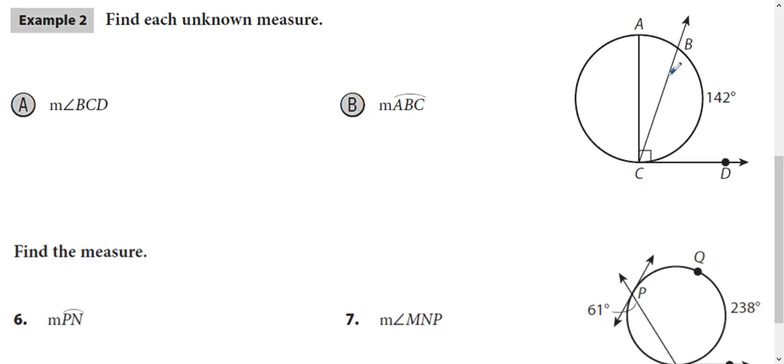Measure of angle BCD. We have a secant and a tangent. The angle will be half the arc. 142 divided by 2 is 71 degrees. The measure of arc ABC, we're going to apply that same equation in reverse order. We know the angle is 90. So the arc is going to be double, which would be 180.